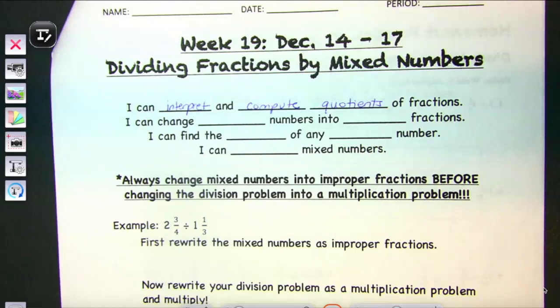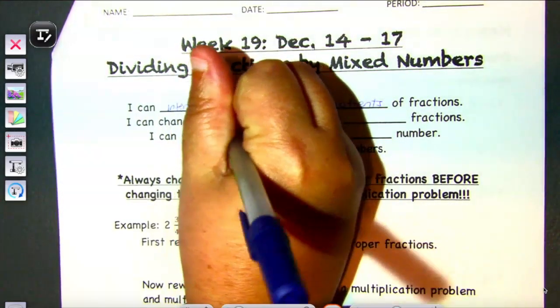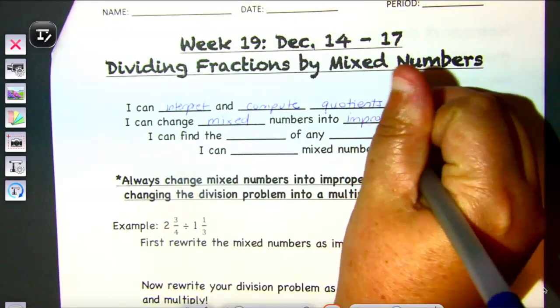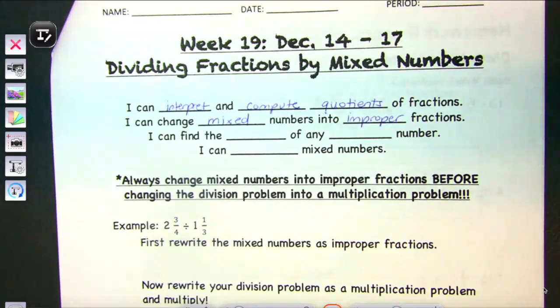I can change mixed numbers into improper fractions. If you remember, mixed numbers have a whole number and a fraction, so like 3 1/2. And then improper fractions is where the top number is bigger than the bottom number.